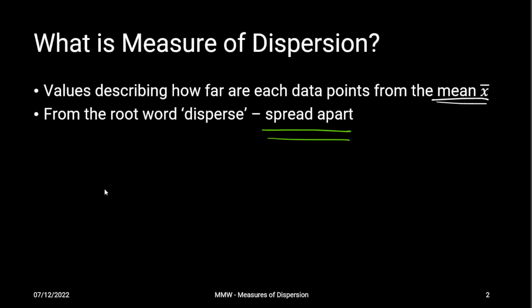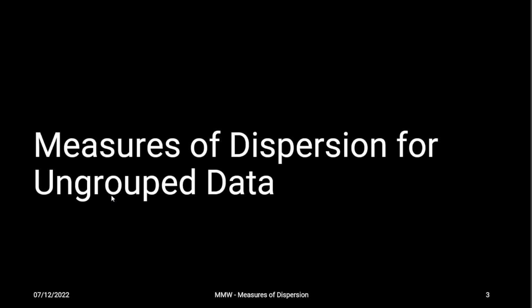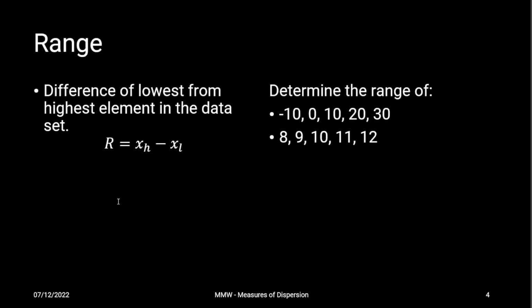Just like with the previous discussion, we will be having two sets of measures of dispersion. First, let's talk about measures of dispersion for ungrouped data. For ungrouped data, we have three measures of dispersion: the range, the variance, and the standard deviation. Let's first talk about the range. The range is the difference between the lowest and the highest element in the data set. For example, determine the range of negative 10, 0, 10, 20, 30, and 8, 9, 10, 11, 12.